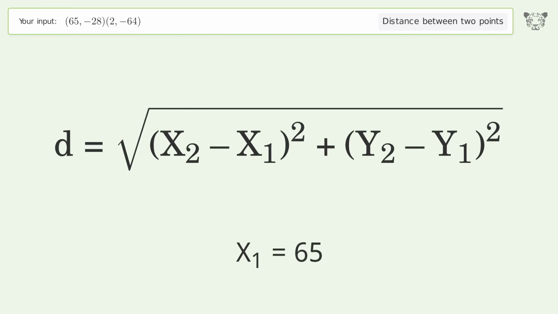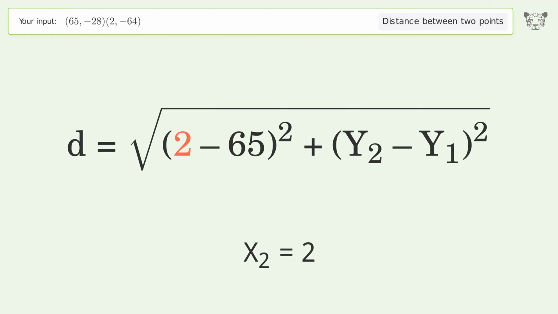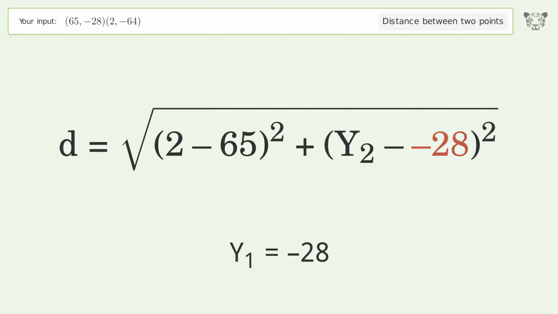x1 equals 65. x2 equals 2. y1 equals negative 28. y2 equals negative 64.